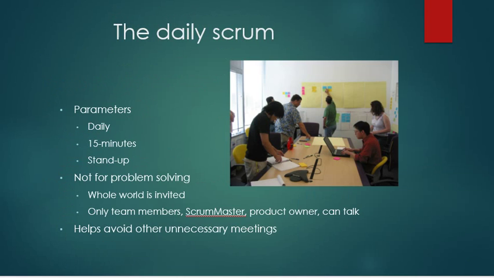The daily Scrum parameters: daily, no more than 15 minutes, and stand up. Not for problem solving. The whole world is invited. Only team members, Scrum Master, and product owner can talk. It helps avoid other unnecessary meetings.